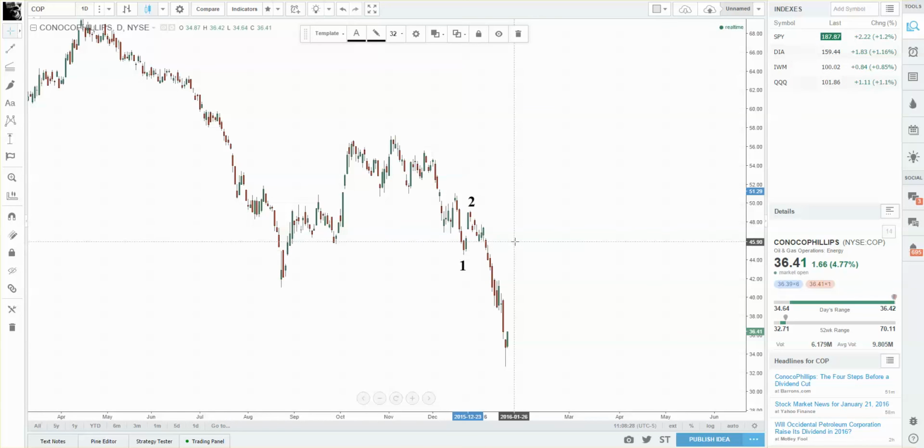So sometimes I get comments that state that we should be buying whenever we see a completed impulse wave. That is not the correct stance. That is not what Elliott wave teaches us.